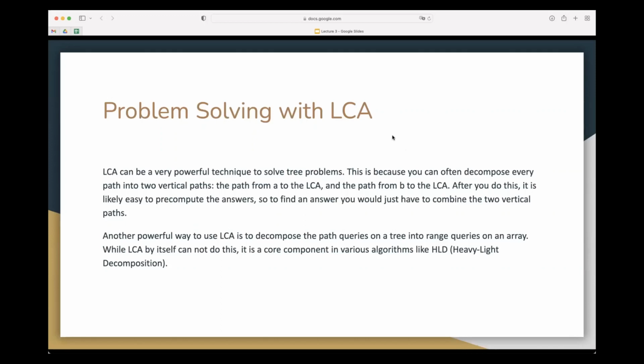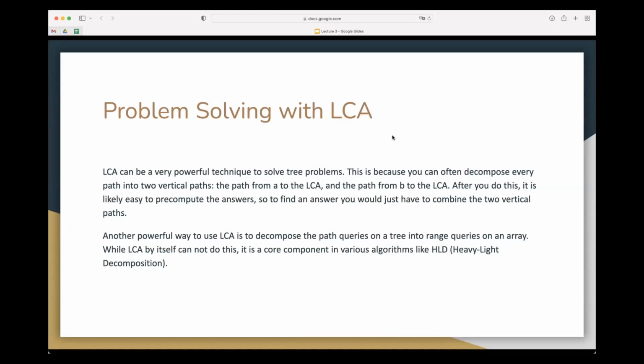So the heavy edges are the edges that lead to the biggest subtree, and the light edges are the edges that don't lead to the biggest subtree. And so there's a way to prove that any vertical path only traverses log n light edges. So we're actually using LCA to decompose it into two vertical paths. But this time, instead of solving the problem after finding the vertical paths, we can decompose those vertical paths further into different segments within our segment tree.